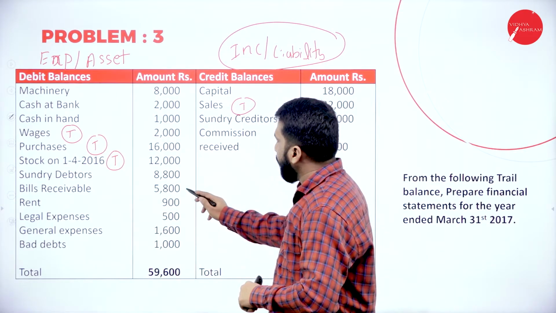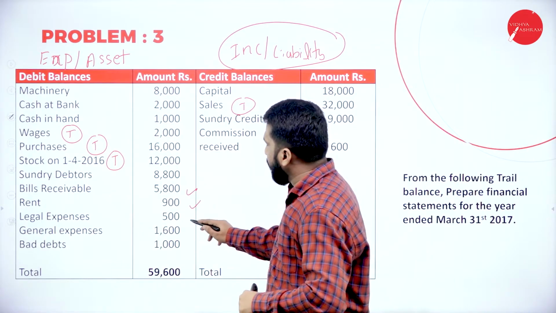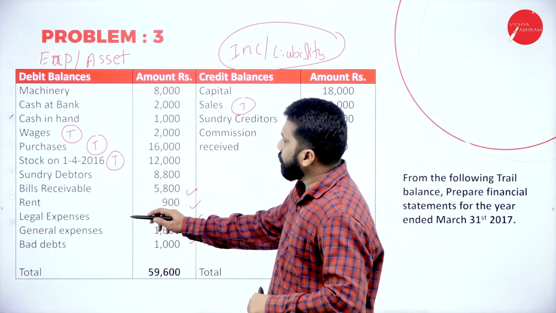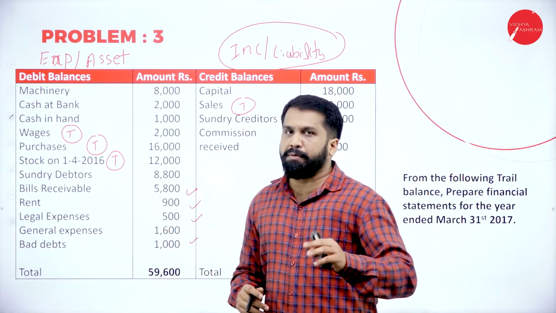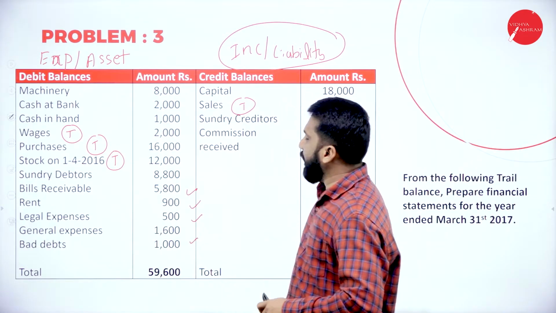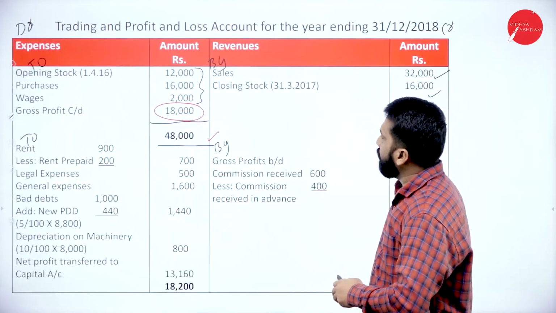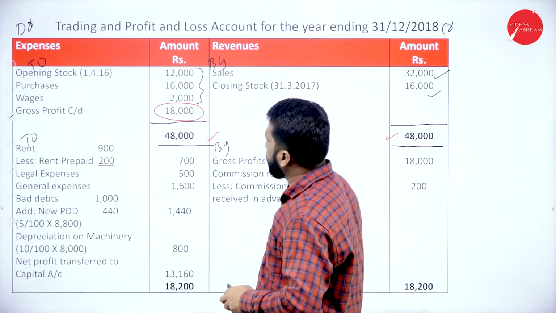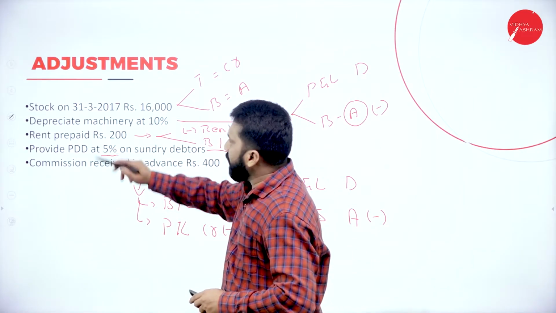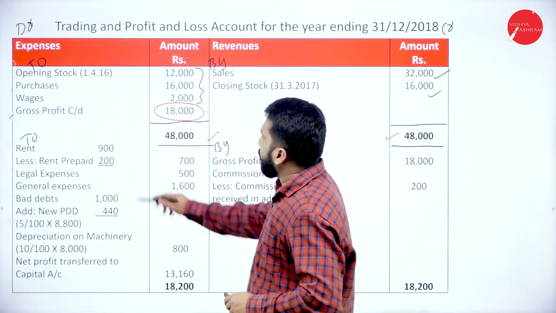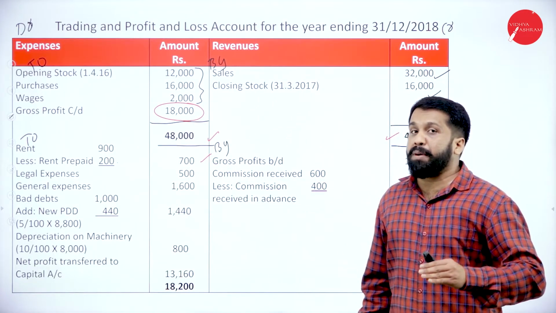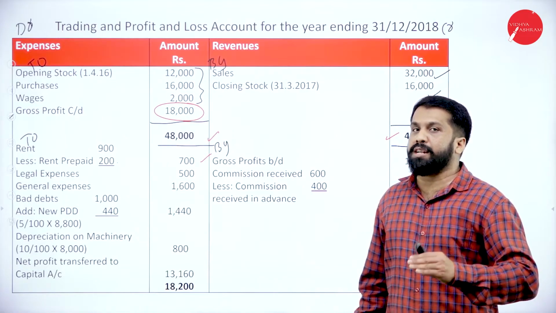We have rent, legal expense, general expense, and bad debts. So we have four things, we will mention that: 900, 500, 1,600 and 1,000. See in your answer, we have considered your rent, we have adjustment. We have prepaid rent of 200. 900 minus 200, you got 700. As I told you, prepaid always subtract and outstanding always add.